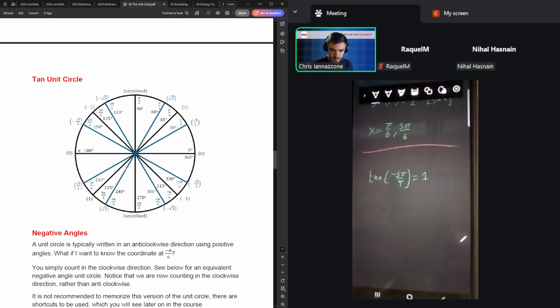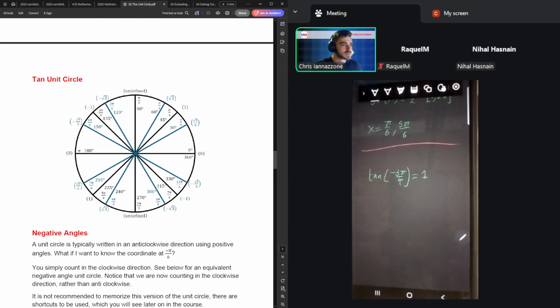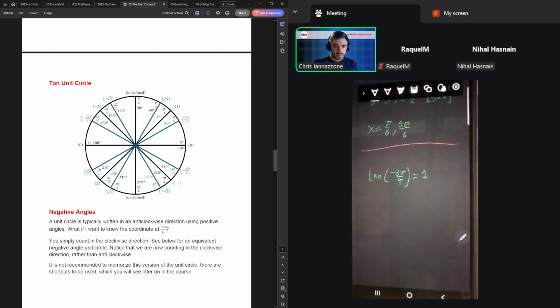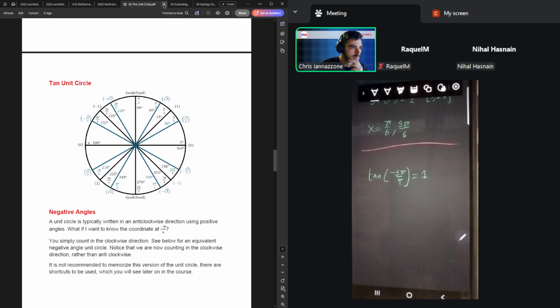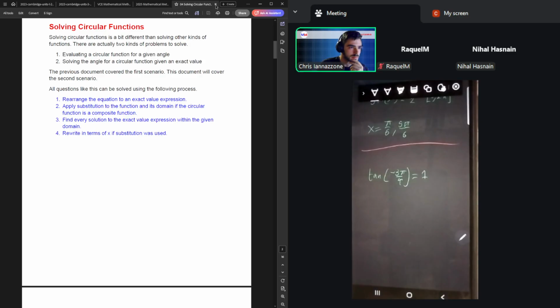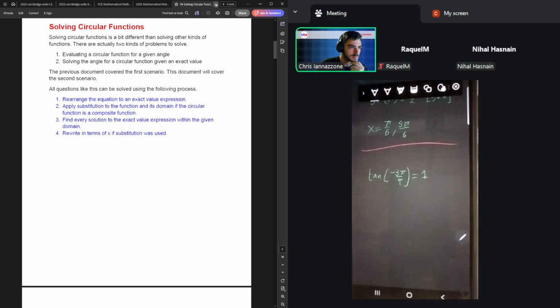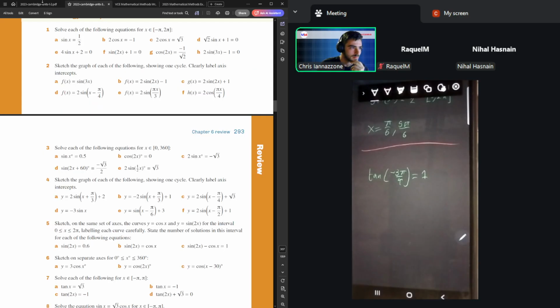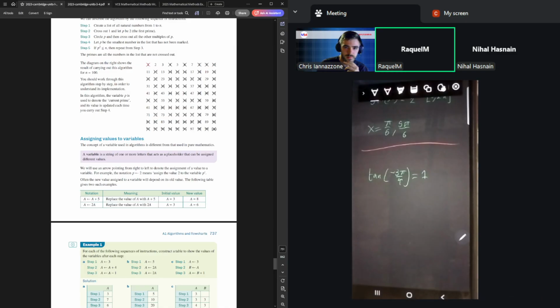Cool. Okay, that'll wrap up some circular functions fundamentals. So hopefully that explains things in a bit more detail there. You wanted to have a look at some calc stuff. Was it anything in particular? Nothing? Okay, sure.